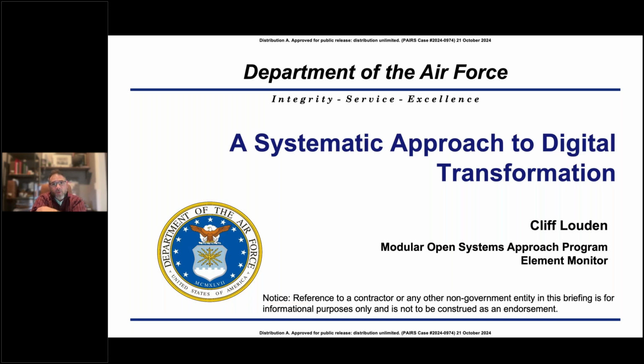And so, by way of a brief introduction, Cliff is the Modular Open Systems Approach Program Element Monitor at SAF AQRE at the Pentagon. And underneath of his portfolio are all of the Air Force open architecture programs. I think I've said that correctly. And so, without taking any more of his time, I will turn it over to Cliff.